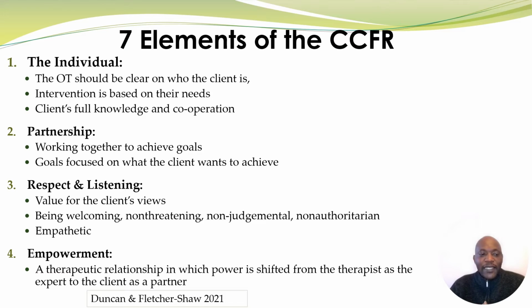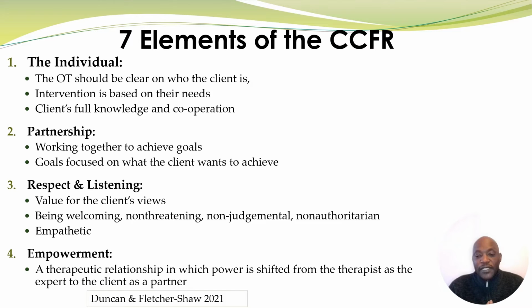The third one is respecting and listening. The therapist should value the views of the client, and the therapist should adopt an approach that is welcoming, non-threatening, non-judgmental, non-authoritarian, so that the client feels comfortable to actually express their views. Because if the therapist doesn't create such an environment, then it's most likely that the client will not be able to freely share their views, and that will then hinder success of the use of the client-centered frame of reference.